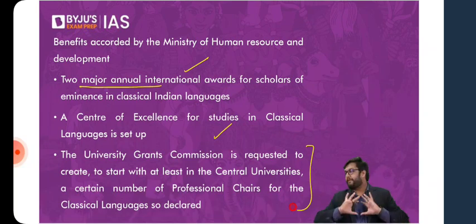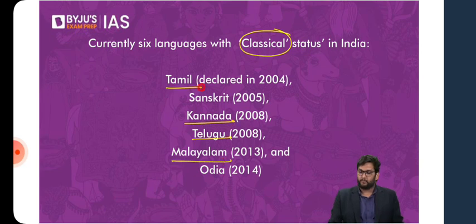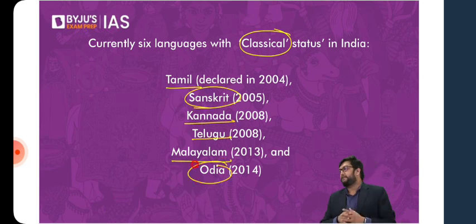So it's not a very groundbreaking or big concept itself, but the languages which come in India as classical languages are as follows. The basic way to learn it is very straightforward. It is all South Indian languages plus Sanskrit plus Odia. The latest addition has been Odia in 2014.